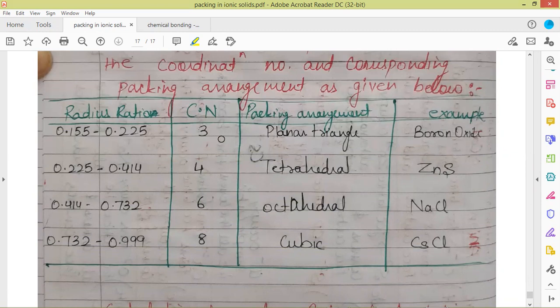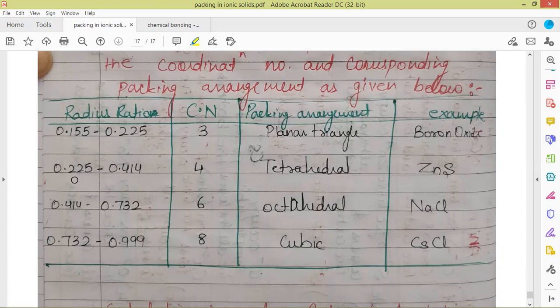The packing arrangement, that means 3 spheres making this site, is going to be planar triangular, and an example of that is boron oxide. This structure we haven't discussed, and it is not in your syllabus. We just discussed the cubic sites, the tetrahedral sites, and the octahedral sites, but this trigonal site is not in your syllabus. So we haven't discussed any ionic solid related to this coordination number, but you can memorize one example. The radius ratio for this coordination number is 0.155 to 0.225.